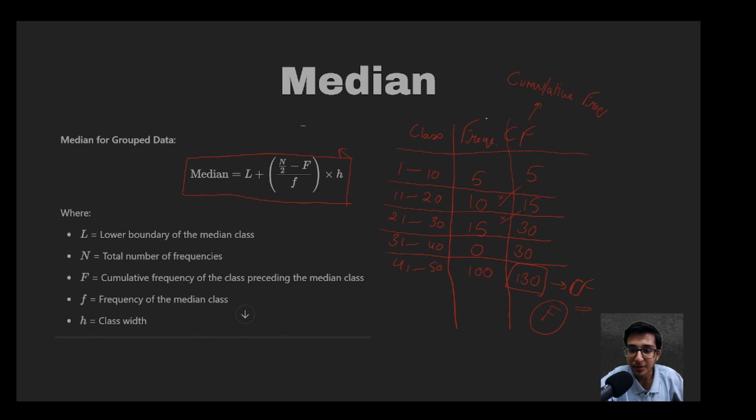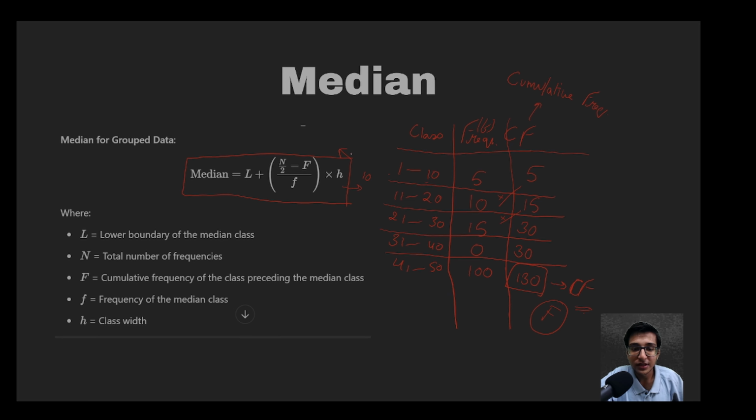Now in this formula, we see h is our class width, which is 10. It is basically asking what the size of the interval is. So it is 10 here.